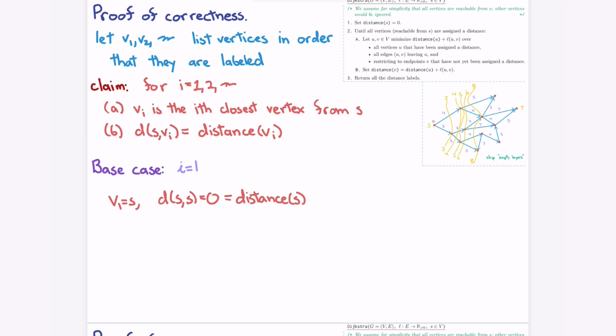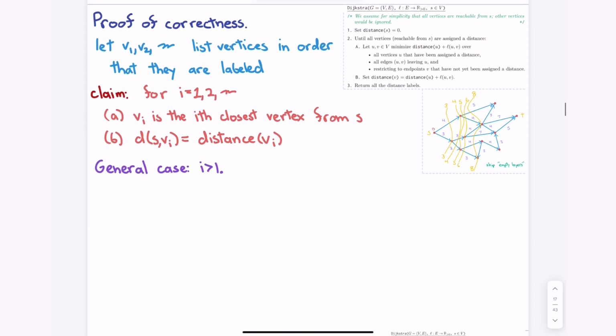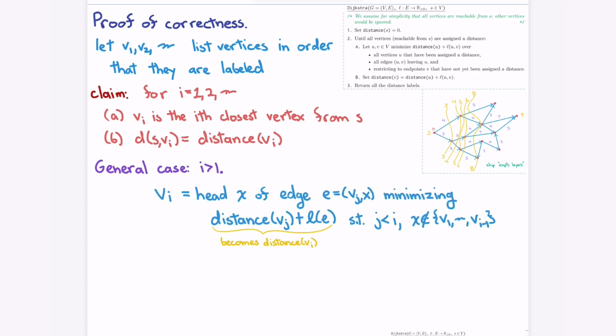And do we get the right distance for it? Okay. All right, so let's look at the general case then. So i is bigger than 1. And what do we have prepared for us? Okay, so this is just stating what the algorithm is doing. So it's the opposite endpoint, x, of the edge that sort of minimizes the distance to Vj plus the length of that edge, where Vj is some other vertex that was already labeled. Okay, so that's one side.